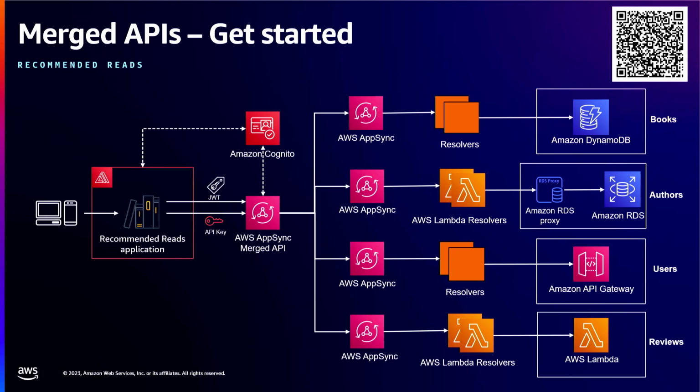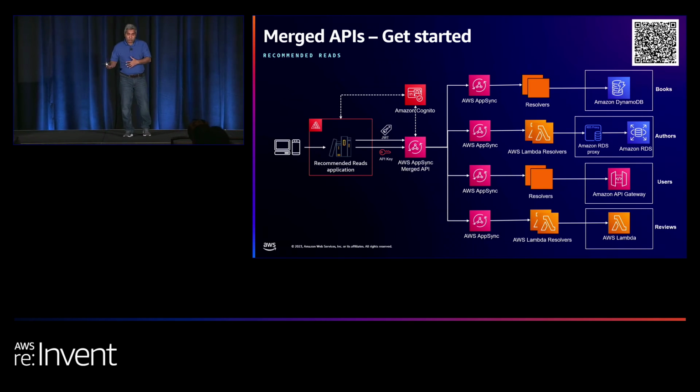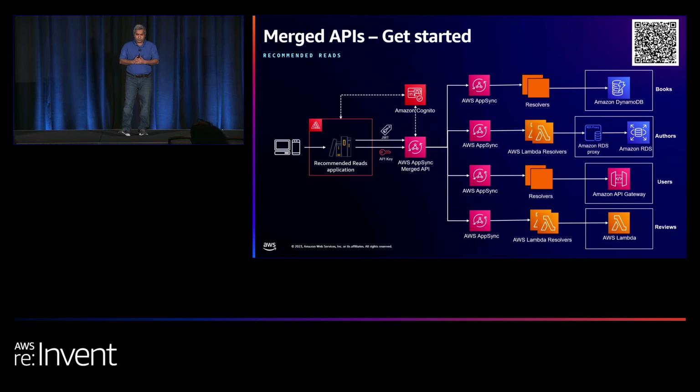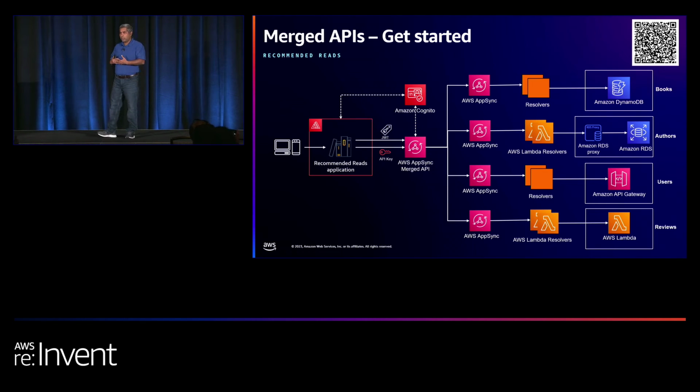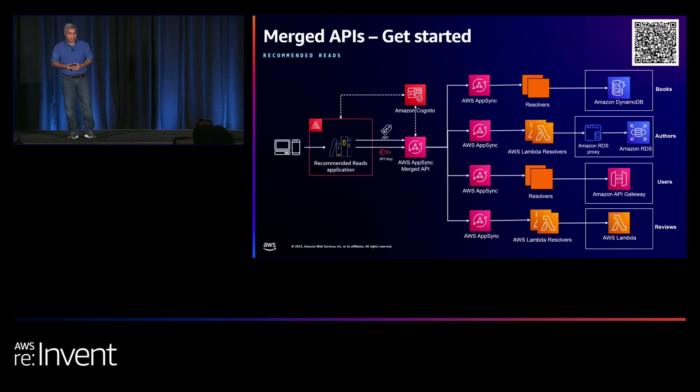I have 4 source APIs here, all hosted in AppSync. Books is backed by a DynamoDB table, authors is backed by Amazon RDS and RDS Proxy, and users is a microservice hosted in Amazon API Gateway, which AppSync accesses using HTTP resolvers. Reviews is hosted in an AWS Lambda function. All 4 APIs are combined into a merged API, using Cognito and API key as the primary and secondary authorization modes. Again, scan the QR code. We have a wonderful workshop that can walk you through deploying this entire architecture.